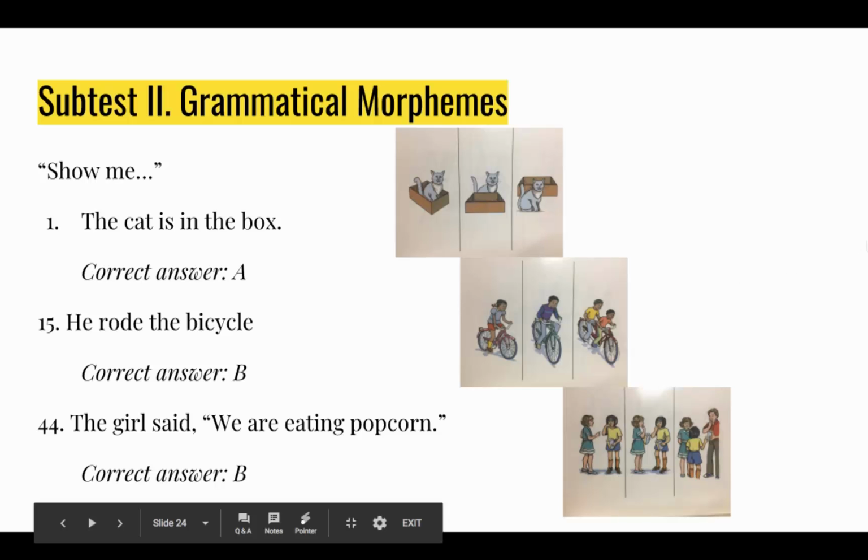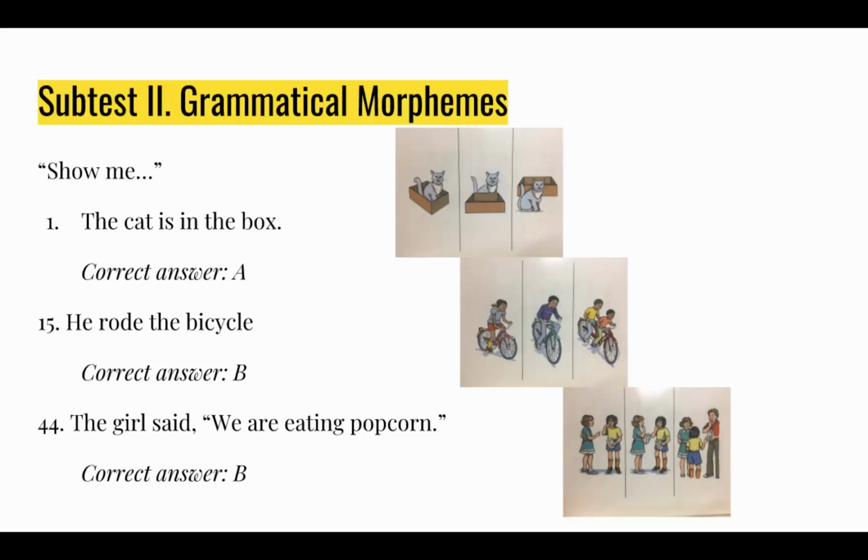Subtest 2 is grammatical morphemes. This subtest assesses the child's use or understanding of plurals, past tense, prepositions, present progressive -ing, pronoun, and verb agreement. So item number 1, "the cat is in the box." The correct answer would be A, the item all the way to the left. Number 15, "he rode the bicycle." Correct answer is B, the item in the middle. And number 44, the girl said, "We are eating popcorn." And the correct answer is B, the image in the middle.